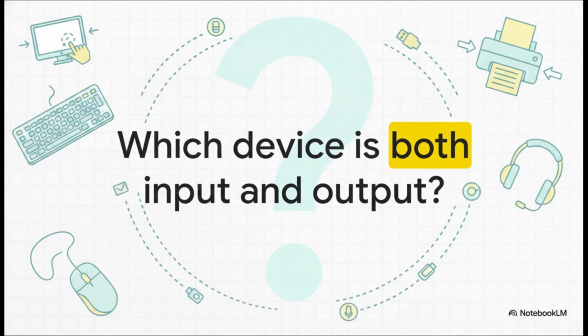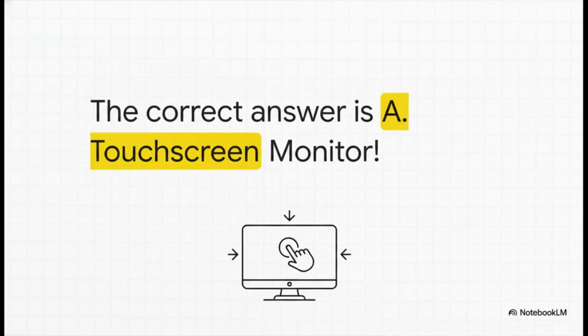Question 3. Now this one is a bit of a trick question because it combines two concepts. Which device is both input and output? A. Touchscreen monitor, B. Keyboard, C. Mouse, or D. CPU? The correct answer is A, touchscreen monitor. It displays information to you just like a standard monitor, making it output, but it also lets you tap and interact directly with the screen, making it input. A very cool hybrid device for sure.